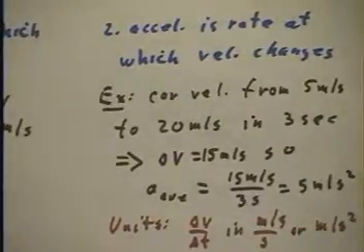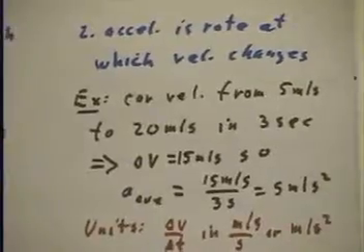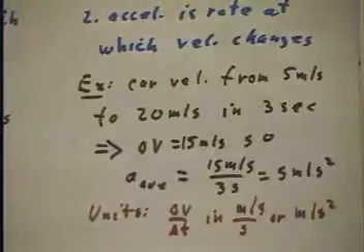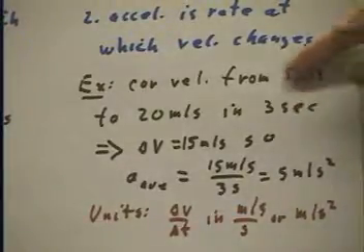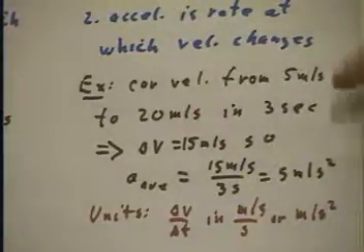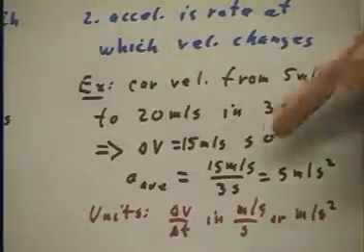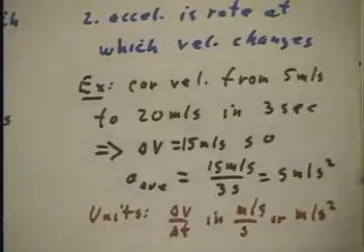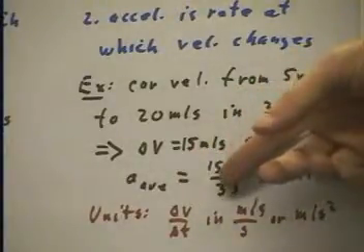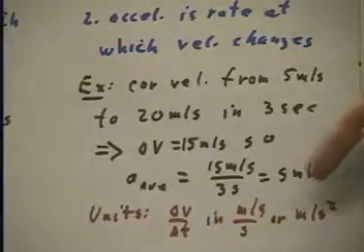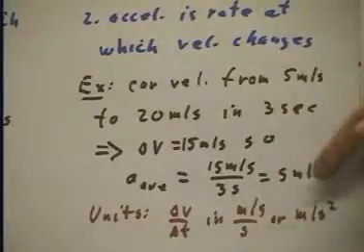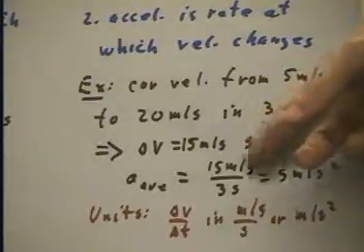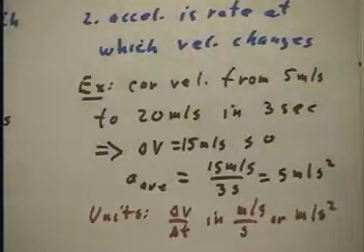Meaning of acceleration. Acceleration is the rate at which velocity changes, as we have again said before. An example: if a car's velocity goes from 5 to 20 meters per second in 3 seconds, then we have a velocity change of 15 meters per second distributed over that 3 seconds, so that on the average we have 15 meters per second divided by 3 seconds, or 5 meters per second squared of acceleration. That means 5 meters per second of velocity change per second of time.